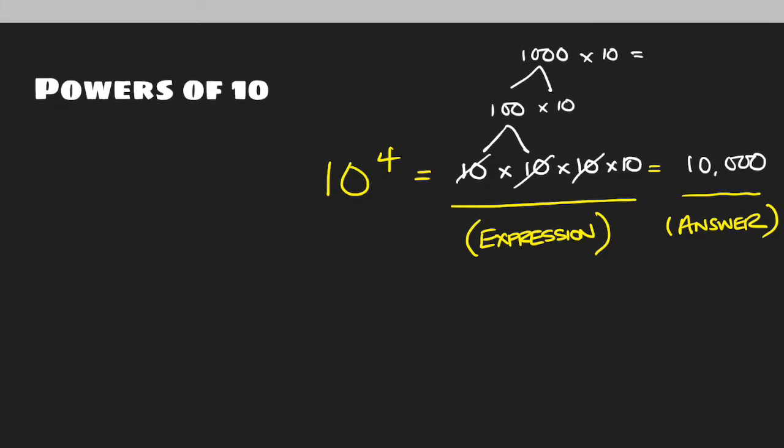Now, a very important strategy: notice how many zeros are here. 1, 2, 3, 4. Count here: 1, 2, 3, 4. So you can essentially say that this exponent can tell me, only when the base is 10, the number of zeros in the answer.